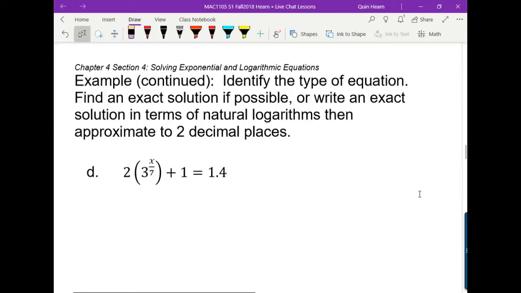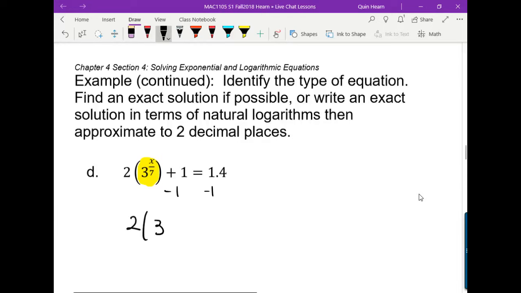Okay, let's look at this one. Same instructions. But we have a little more work to do here because remember, you have to be able to isolate the exponential expression. So when I say exponential expression, I'm talking about this thing right here. And to isolate it means get it by itself. So we're going to start by subtracting 1 from both sides.